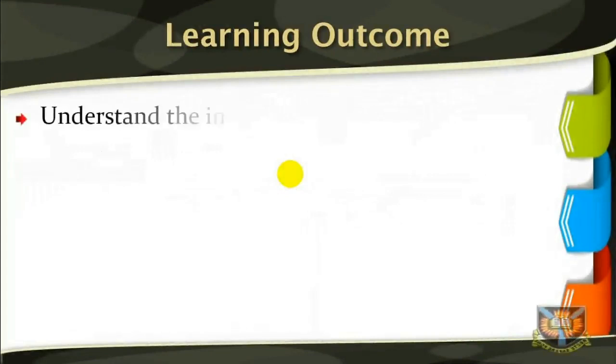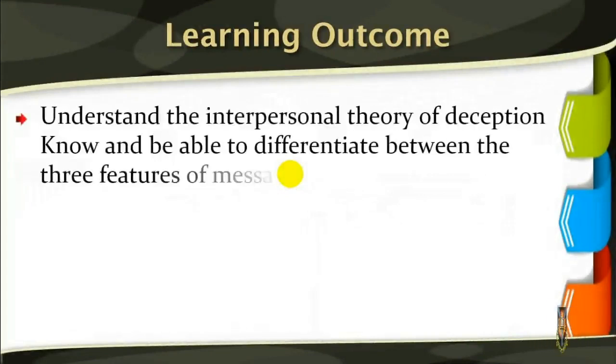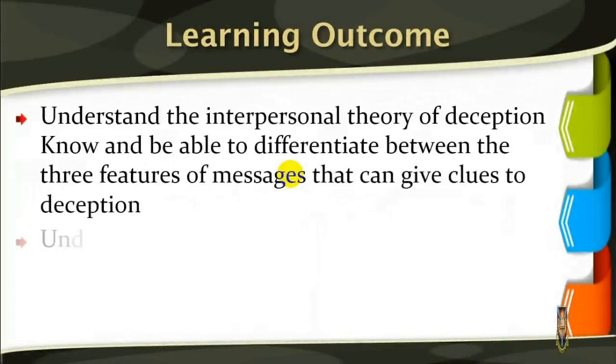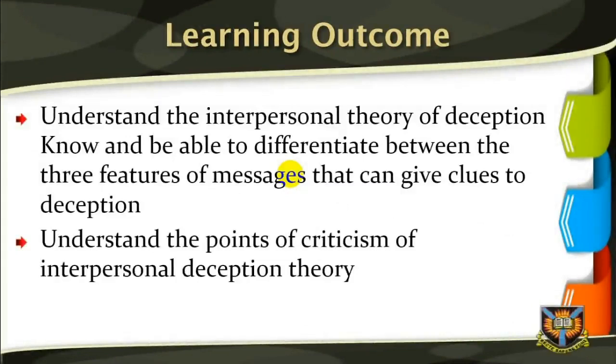Learning outcomes. At the completion of this lecture, students are expected to understand the meaning of deception, understand the interpersonal theory of deception, know and be able to differentiate between the three features of messages that can give clues to deception, and lastly, understand the points of criticism of interpersonal deception theory.